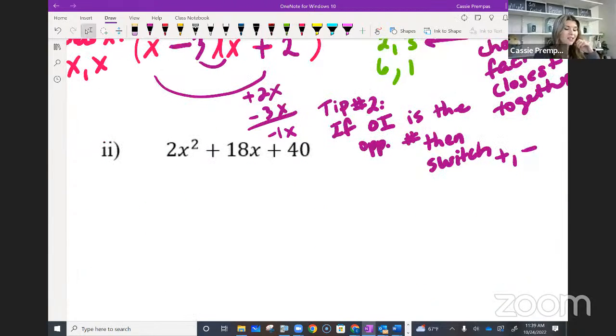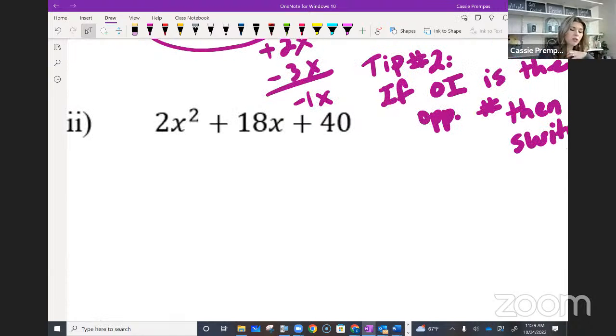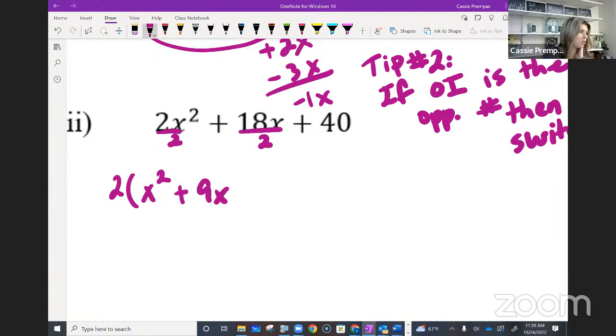Number 2, what is always the first step? GCF. Look at the numbers 2, 18, and 40. Is there a GCF in all of those? 2. If I divide out a 2, take 2 away from the first term, we'll have x squared. Divide 2 from the next term. What's 18x divided by 2? 9x. And divide 40 by 2. What's 40 divided by 2? 20. Awesome.